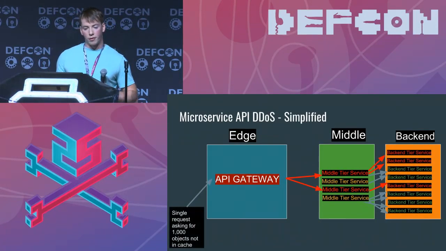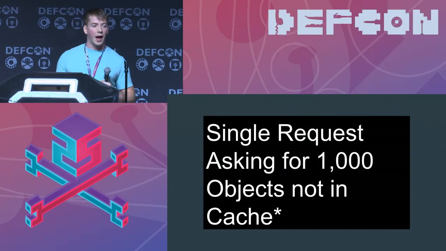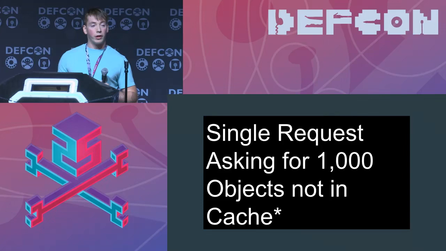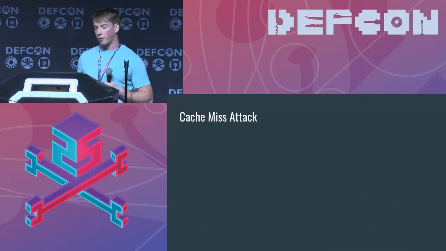Another example, same sort of attack. We have a single request asking for 1,000 objects not in cache. Now, I mentioned that objects not being in cache is extremely important because cache is fast. It's hella fast. So if we're trying to exploit an application DDoS vulnerability and we're only targeting things that are in cache, we're not going to be successful. So we have to perform a cache miss attack.